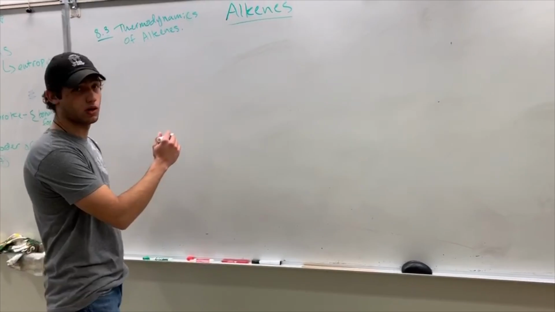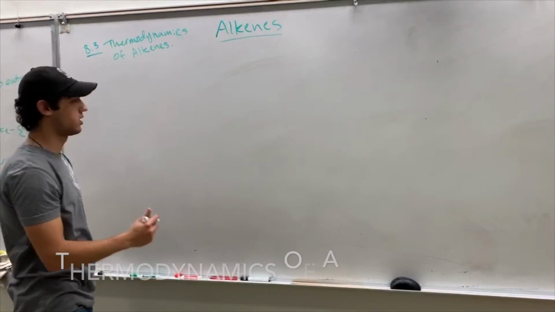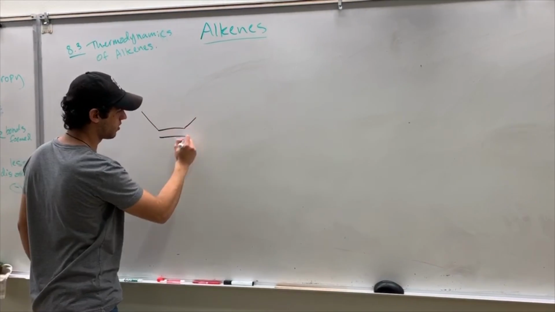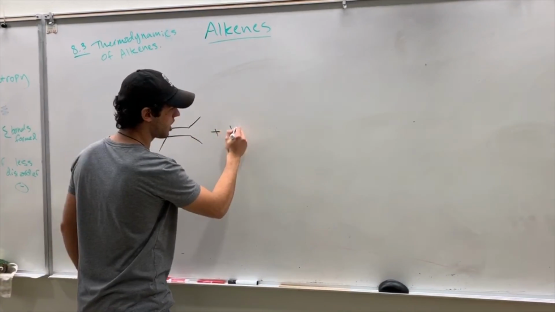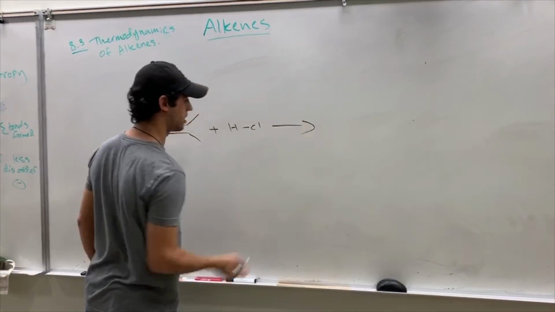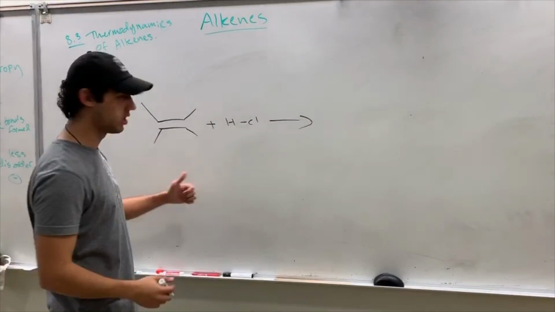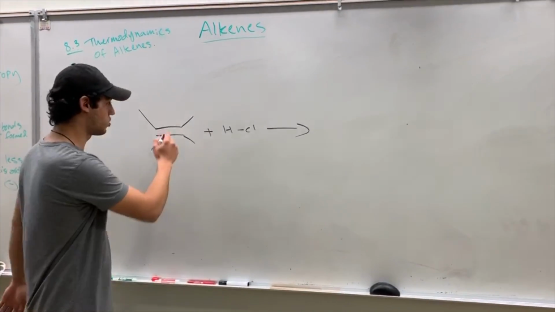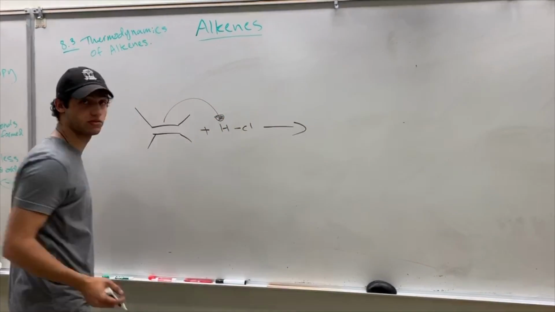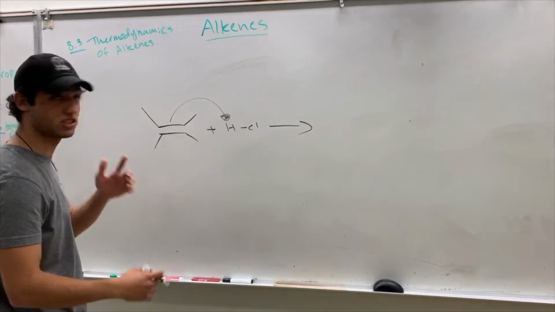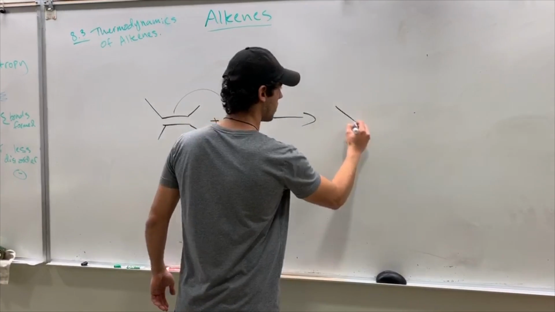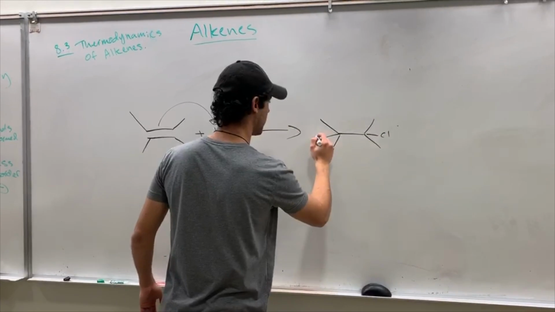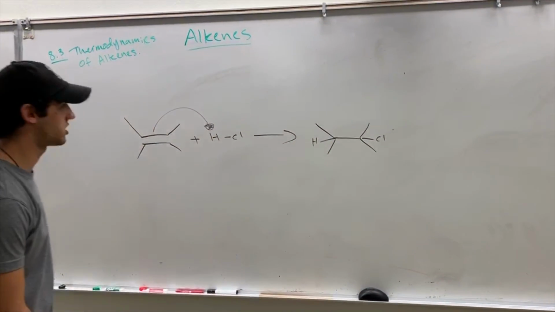So in 8.3 we're going to talk about the thermodynamics of an alkene. In this we'll use a real example. Here I have an alkene, and I'm going to add it to hydrochloric acid and see what it's going to give me. Remember from 8.1 how we said the pi bond could act as a nucleophile or base. In this situation, it would act as a base and extract that hydrogen. I'm not going to draw the whole mechanism, but I'm going to just give you the result. The result should be like this. Remember, Cl attached to that side and the hydrogen attached to that side.